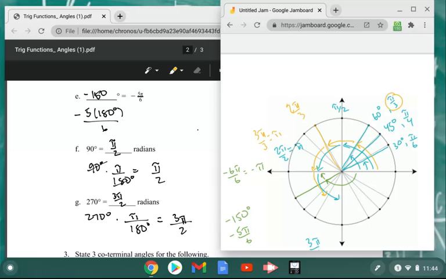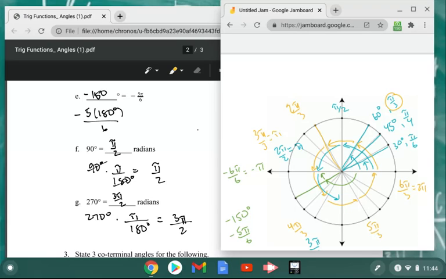Another 60 puts me here. This is going to be 4 pi thirds. And then 5 pi thirds. And then the final 60 degrees puts me at 6 pi thirds, or 2 pi. So it's a really, really nice way of breaking this up.